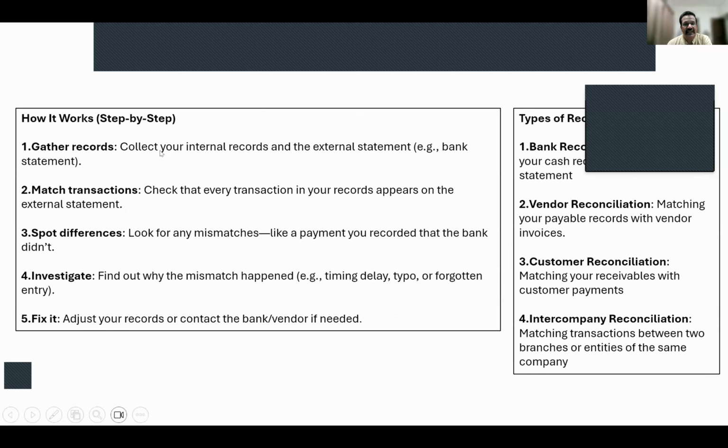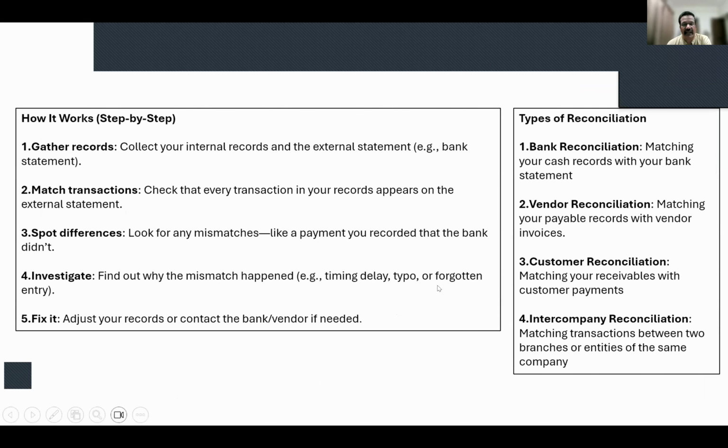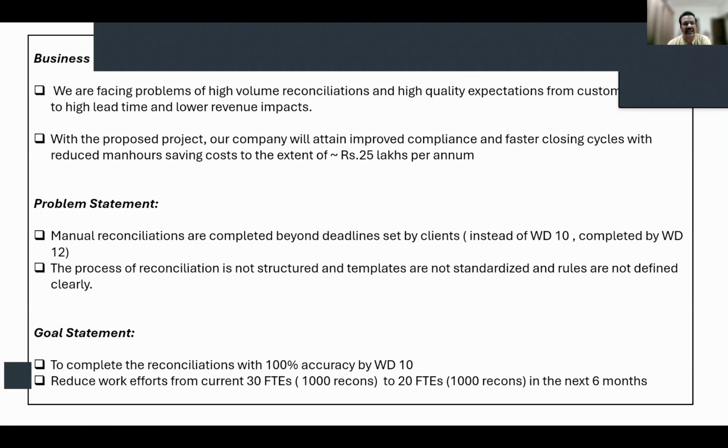So I've just explained the step-by-step process of reconciliation: how we gather the records, match the transactions, spot the differences, investigate them, and fix those errors. There are different types of reconciliations that we do: bank reconciliation, vendor reconciliation, customer reconciliation, and intercompany reconciliation.